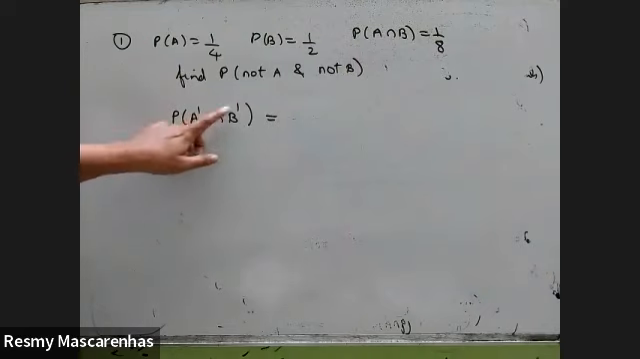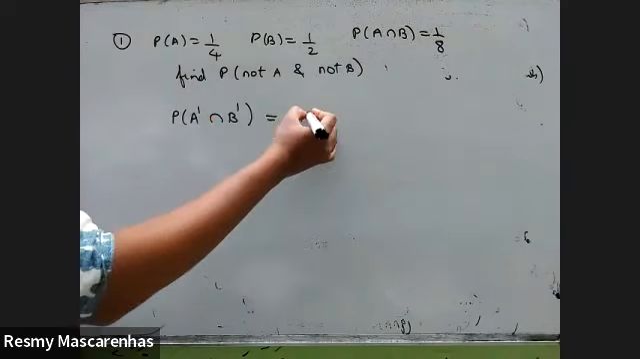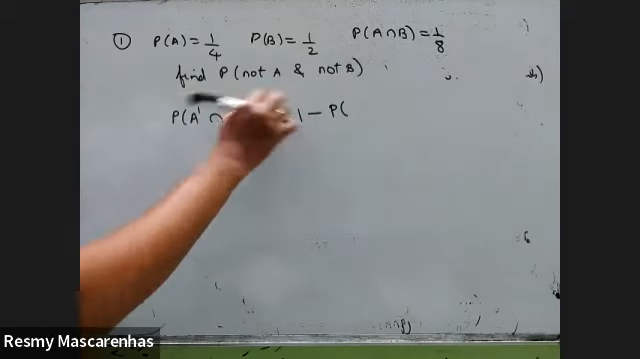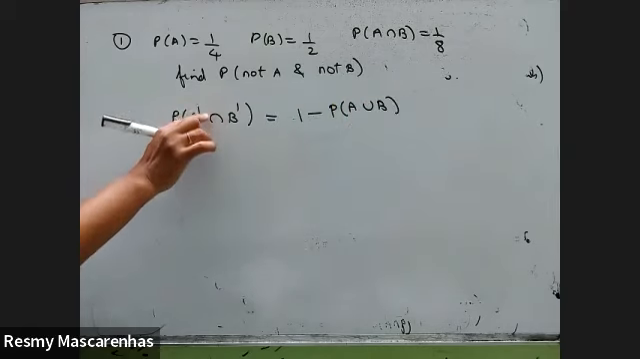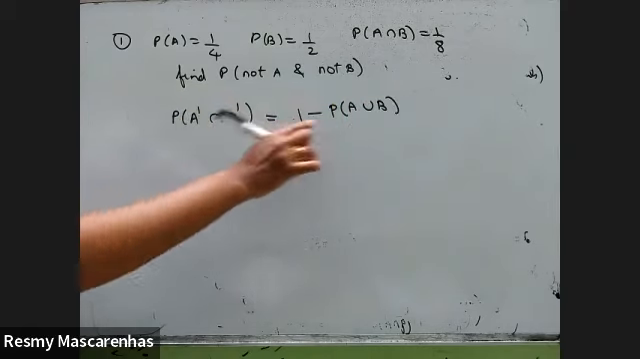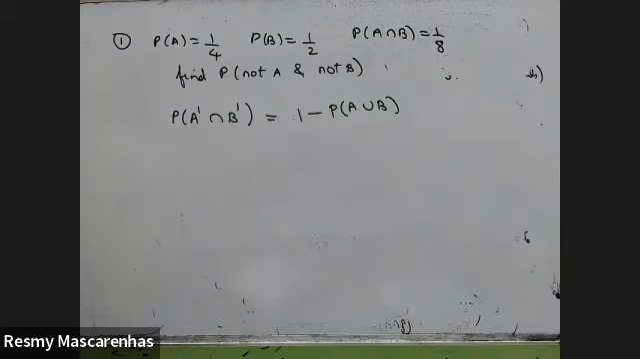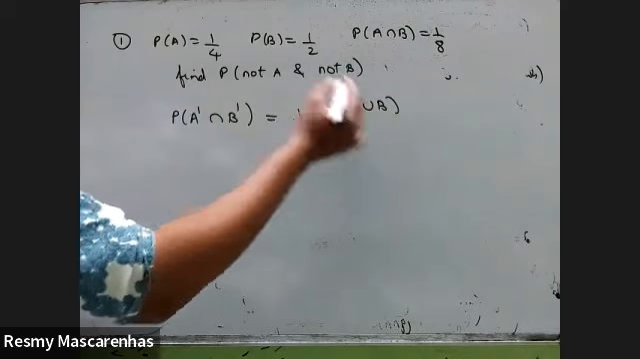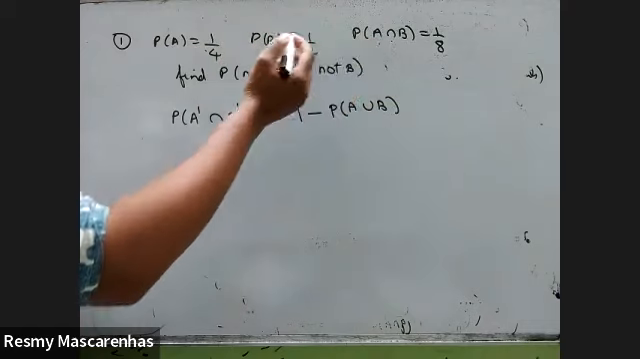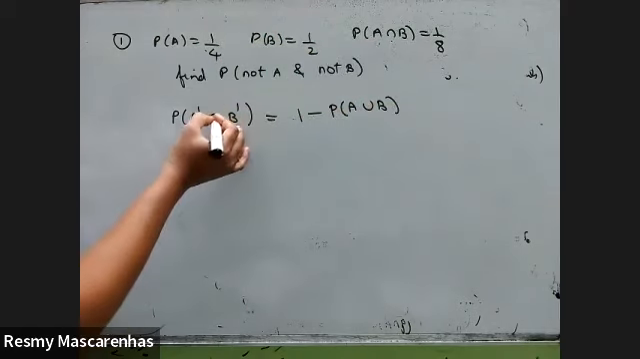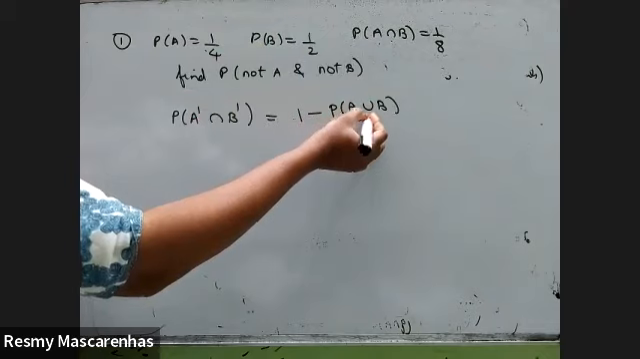Anytime something like this is there and you want to find it, it will always be 1 minus. When the complement goes, this sign will always reverse. If this was union, then this becomes intersection. So this is the formula. But the thing is, I don't know what A union B is. A union B is not given here; A intersection B is given. So I want this value in order to find this, so I'll have to find this first.